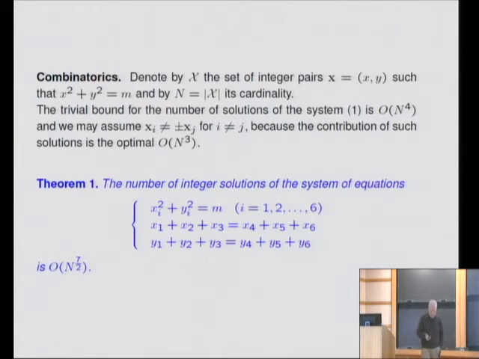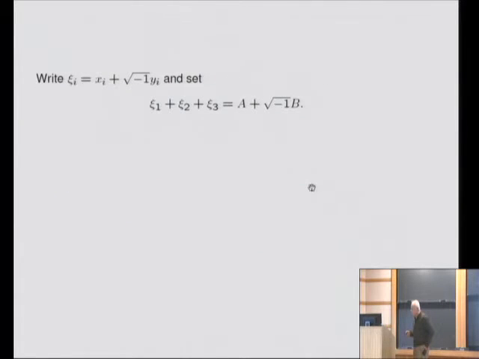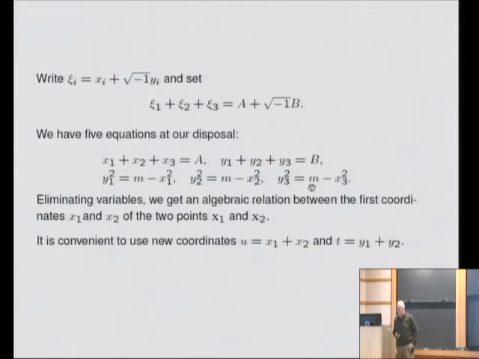Now, surprisingly, this theorem does not require any arithmetic. So that's kind of surprising. The idea is, well, fix the sum of the first three Gaussian numbers, called capital A plus square root of minus 1 times B. And now the equations: the real part gives you the first equation.